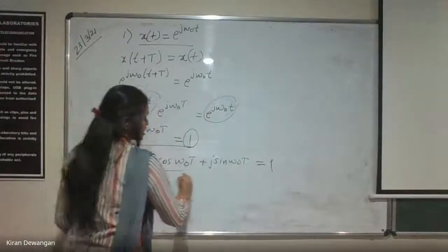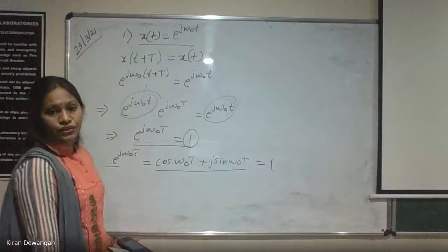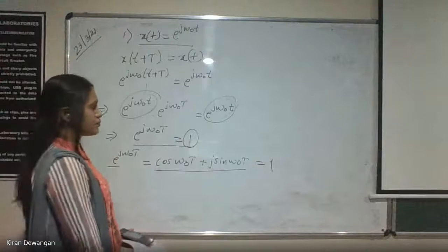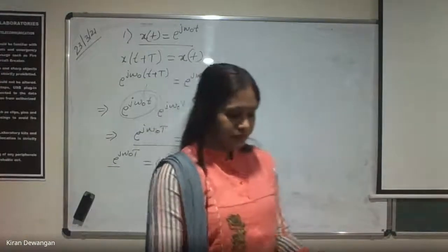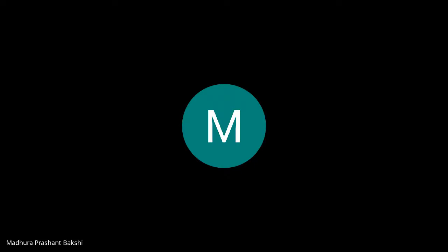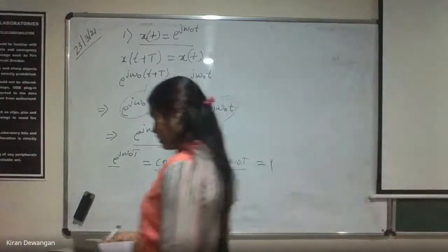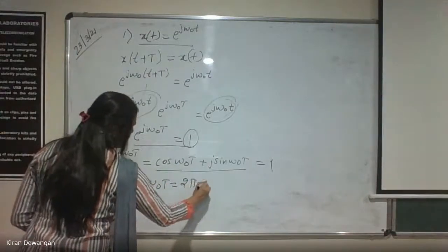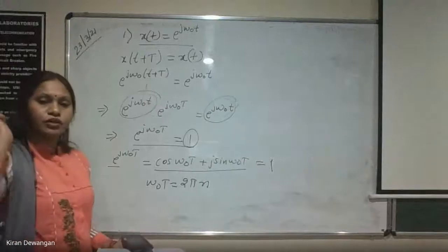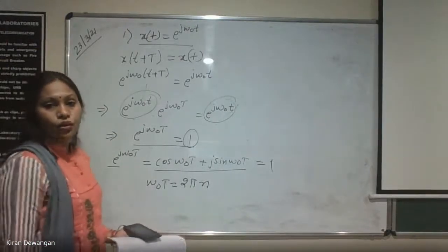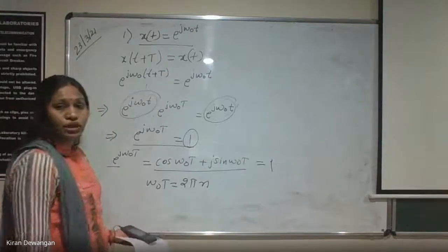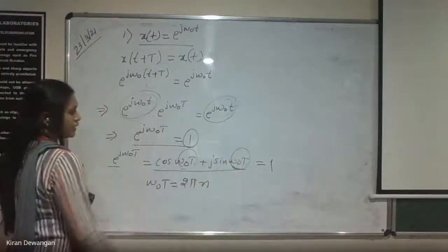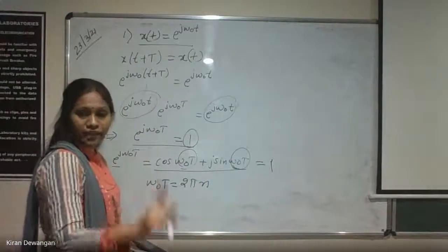Now for this to be 1, what should be the condition? Omega naught T should be equal to 2 pi n. Correct? Now if we put 2 pi n in these values, just check it. Let us take n as 1. n 1 से start करते हैं.